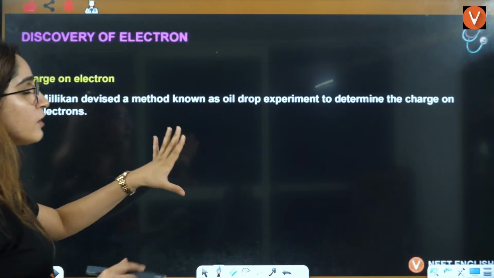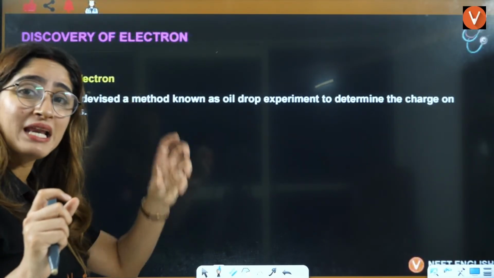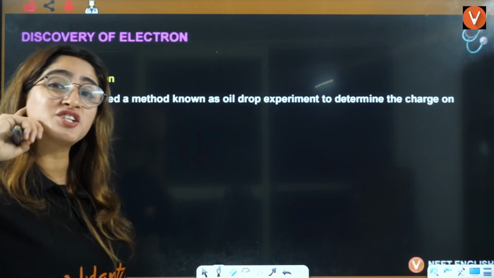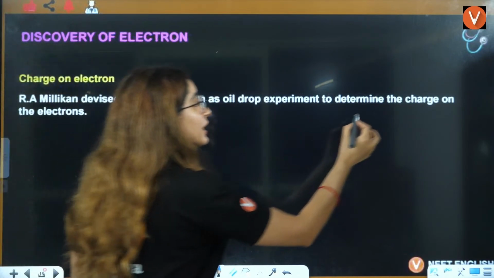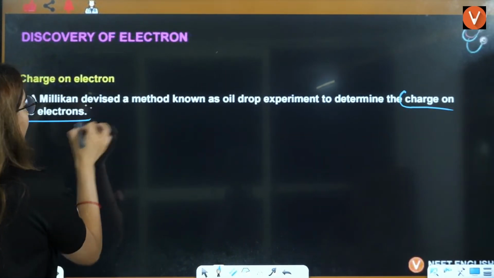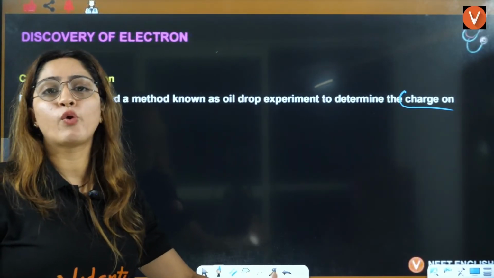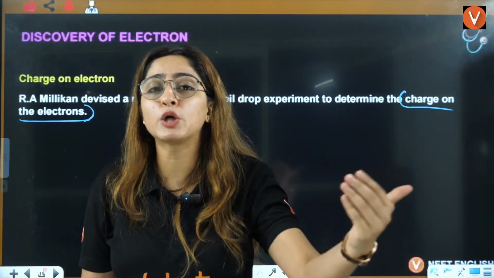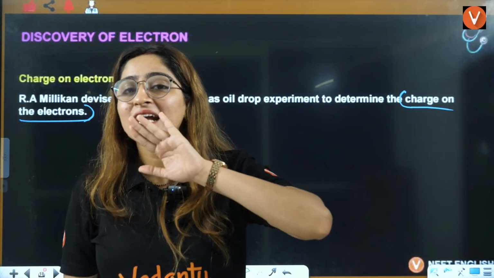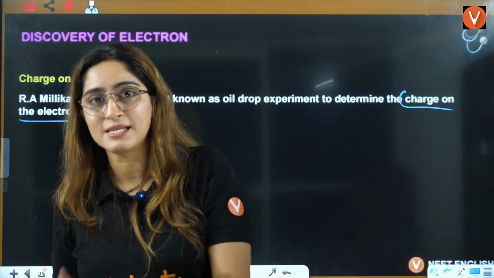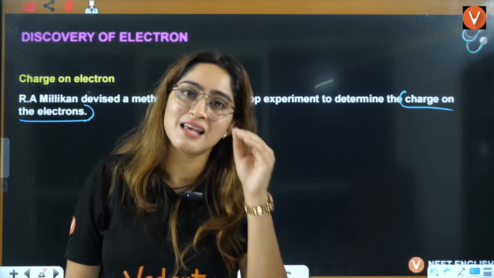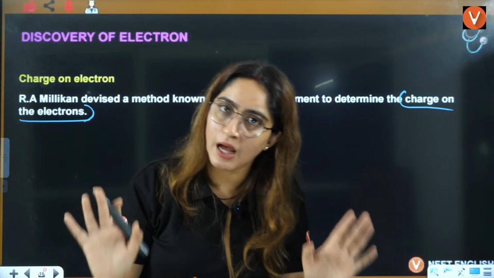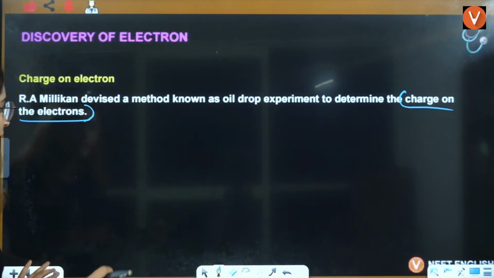First, you need to know the name: the Millikan oil drop experiment. Students get confused: was it charge or mass? He actually determined the charge on the electron. His experiment was telling the charge, and because you know the e/m ratio, you are also able to calculate the mass. He did not directly tell us the mass. He firstly told us the charge, then using the e/m ratio you calculate the mass. Charge was the thing he was focusing on.